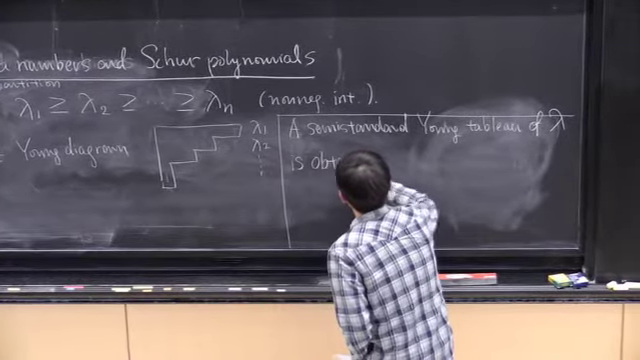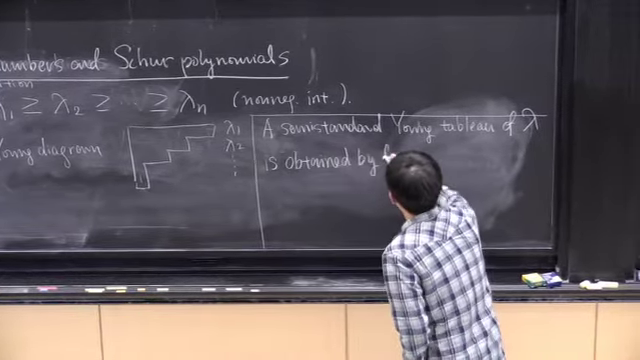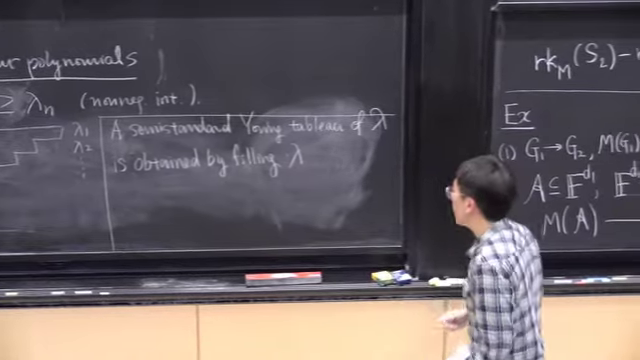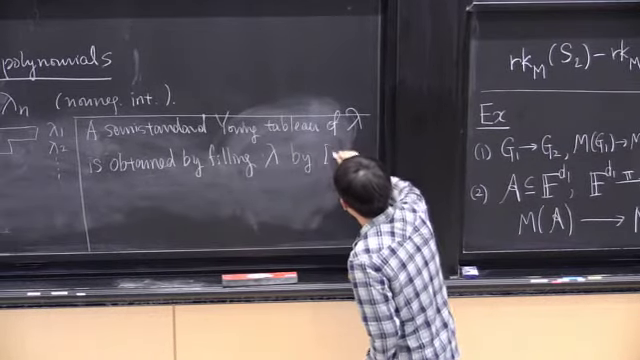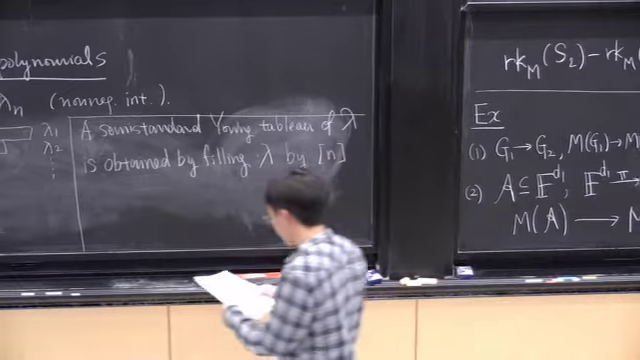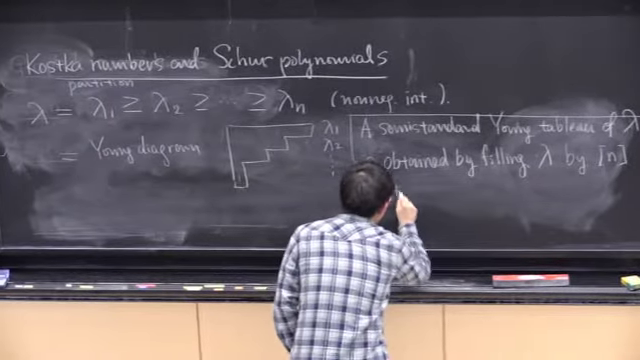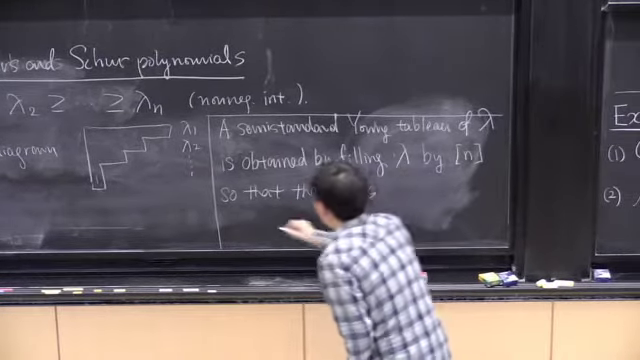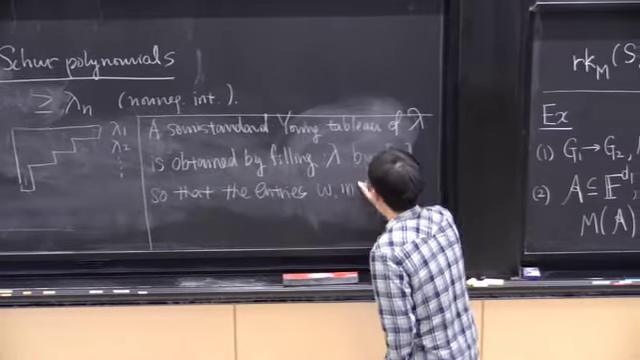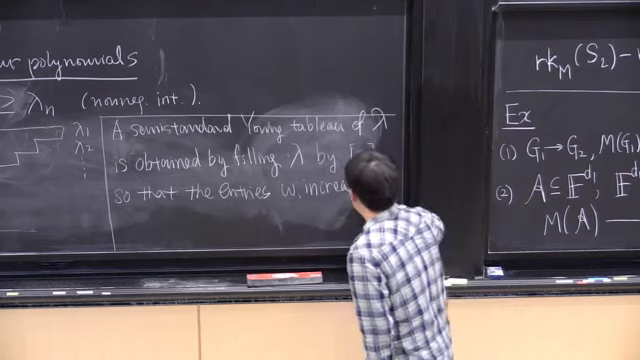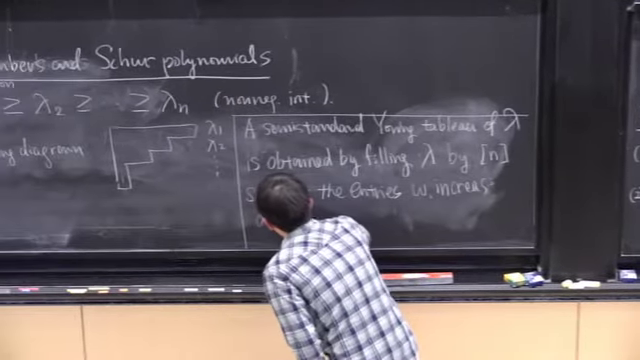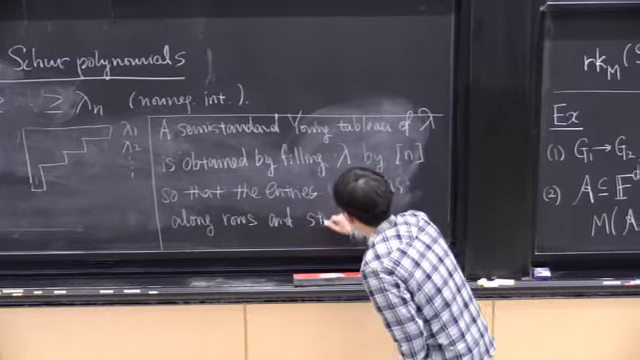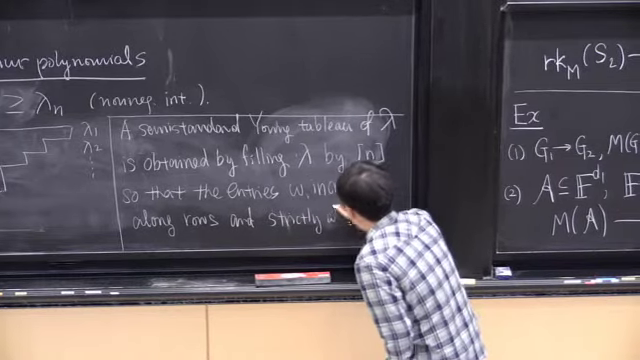is obtained by filling in the boxes of lambda by letters from [n], so that the entries weakly increase along rows and strictly increase along columns.